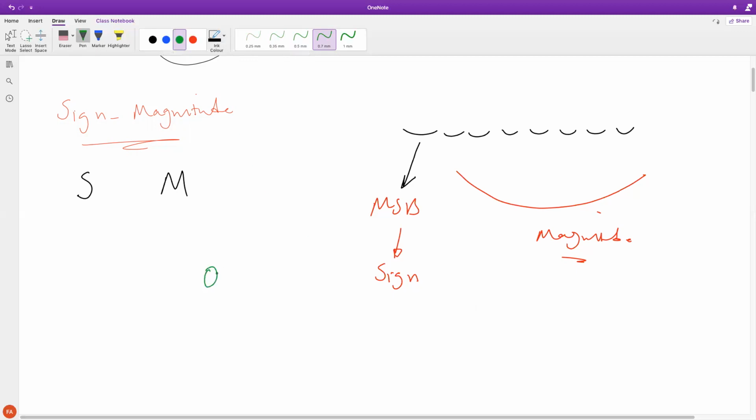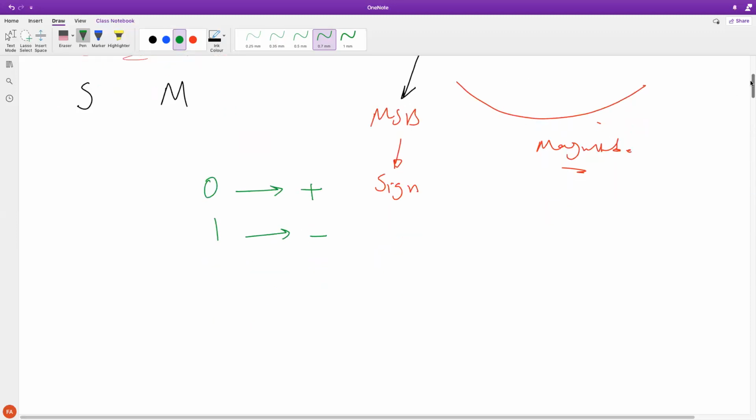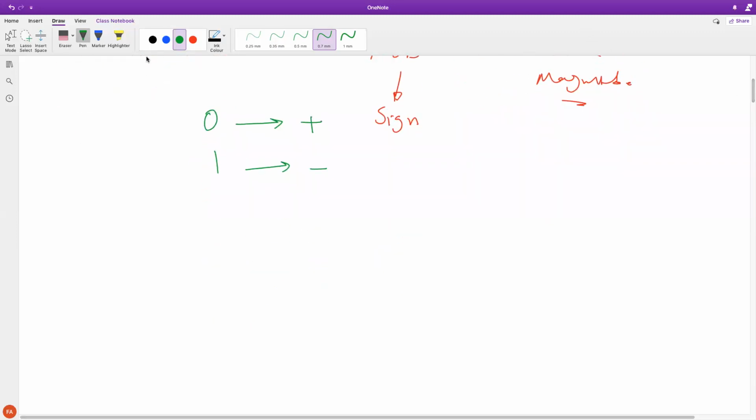Look guys, in the MSB, if you have 0, it represents a positive number. It's a positive number, not plus 1. And if we have 1, it represents a negative number. What about the rest? Similar to what we discussed so far for binary numbers. So let me give you an example. For example, I want to make plus 5 and minus 5 by the sign magnitude technique.